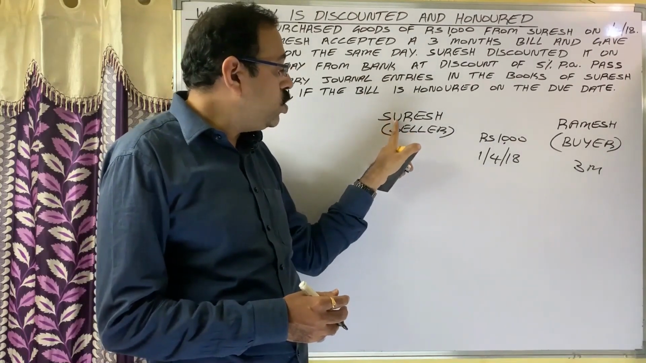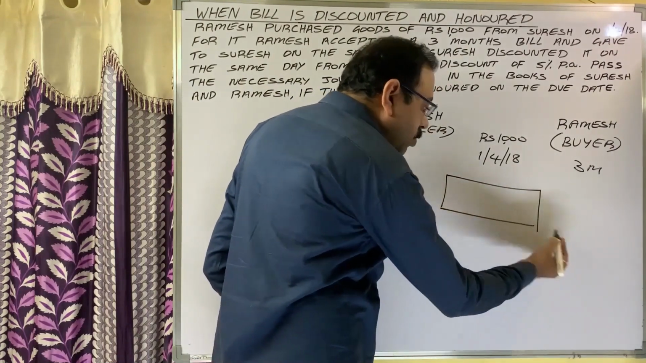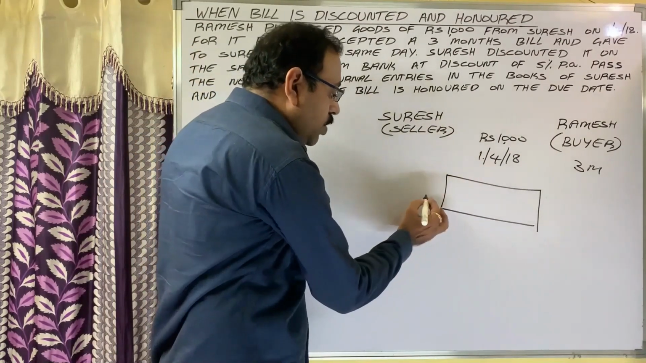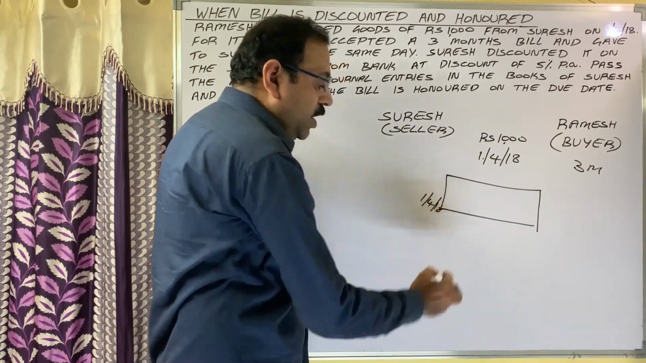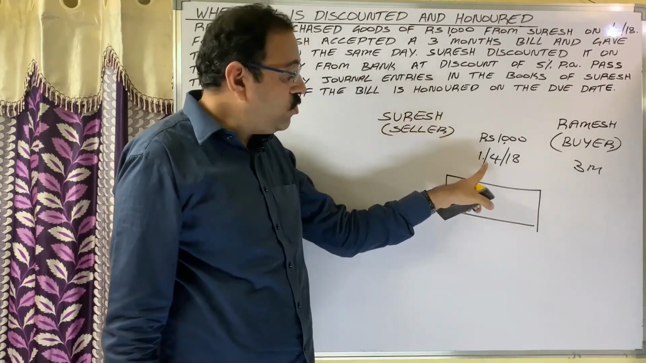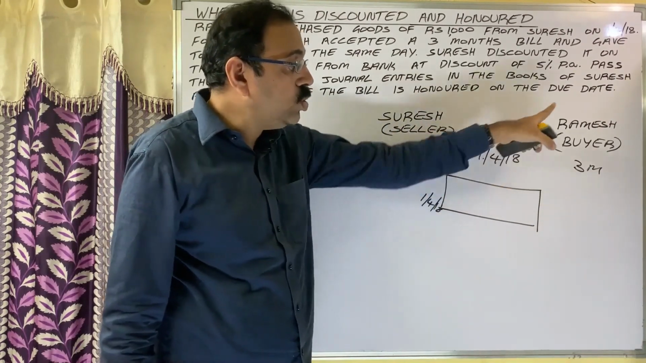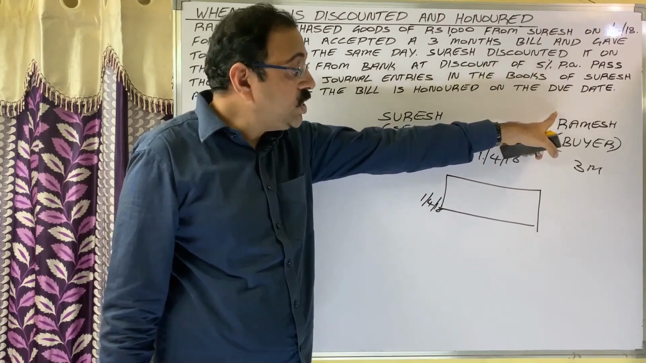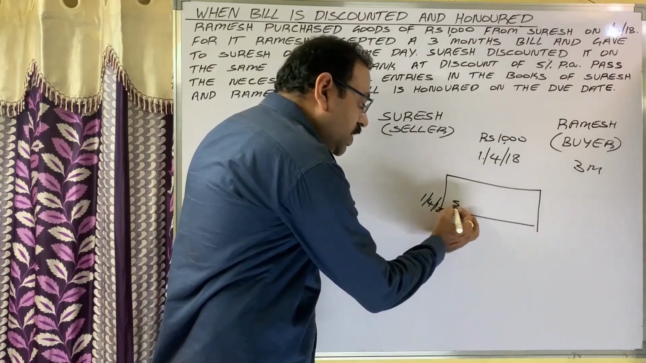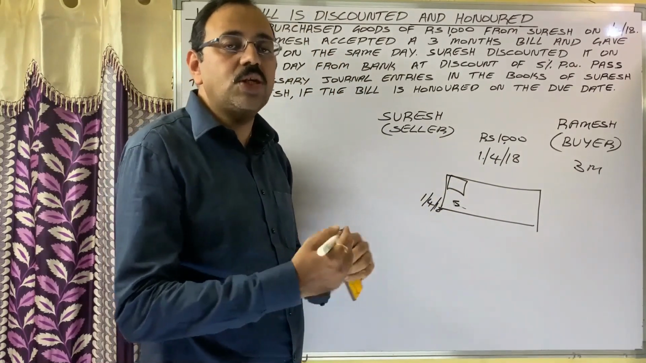So what happened? Suresh prepared a bill of exchange, a written proof, on Ramesh. When? On 1/4/2018. In this bill, he mentions that on 1/4/2018, Suresh is selling 1,000 rupees worth of goods to Ramesh, and Ramesh has to pay the bill amount after 3 months. Then Suresh puts his signature and affixes one stamp to bring legality to this document.